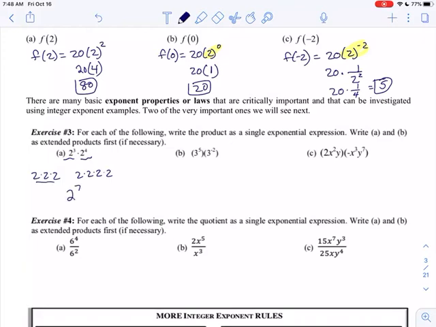2 to the fourth means 2 times 2 times 2 times 2. So how many 2's do I have? I have 7. I got 3 over here, 4 over here, so it's 7 total. So I'm just going to write it as 2 to the 7th. 3 to the 5th means 3 times 3 times 3 times 3 times 3. And 3 squared means 3 times 3. How many do I have? I have 7 of them. 3 to the 7th.